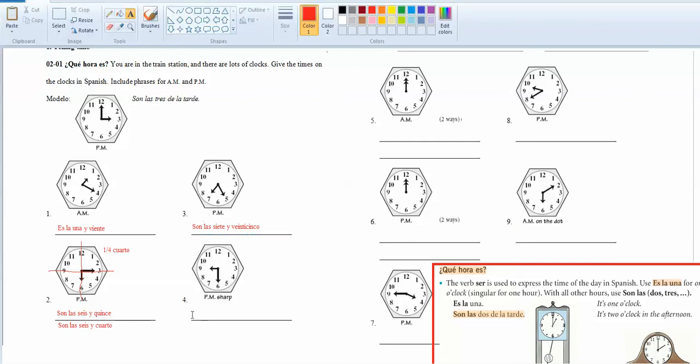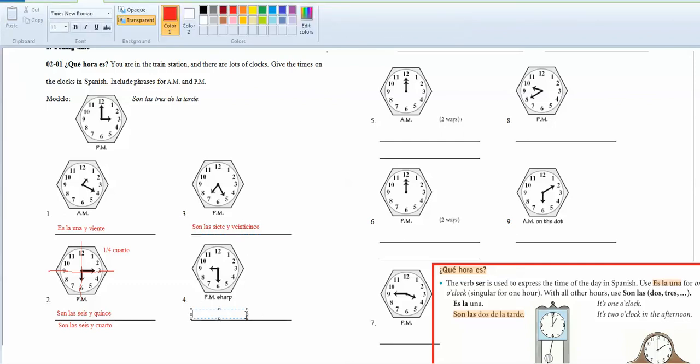If I go down here, it's 9:30. So again, since the time I'm getting ready to write is 9 and it's not 1, I'm going to use son las. Okay, and the hour is 9. And how many minutes? Well, when the big hand is on the 6, that's 30 minutes, which is 30.